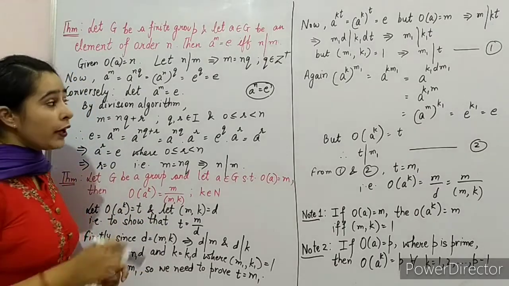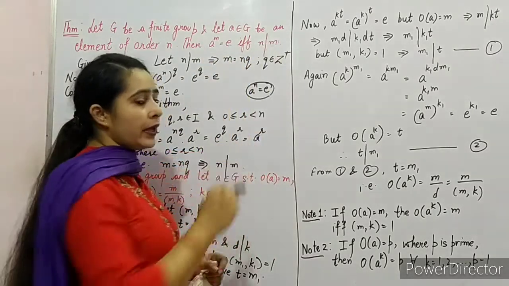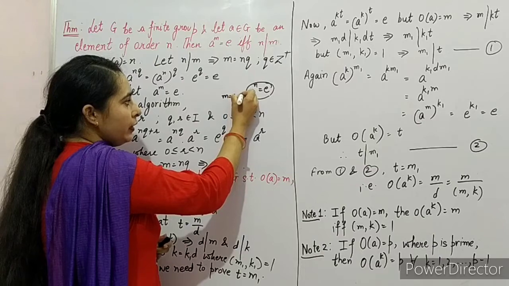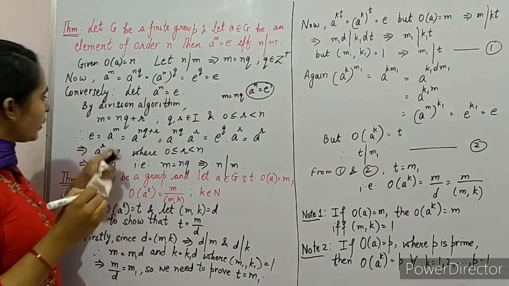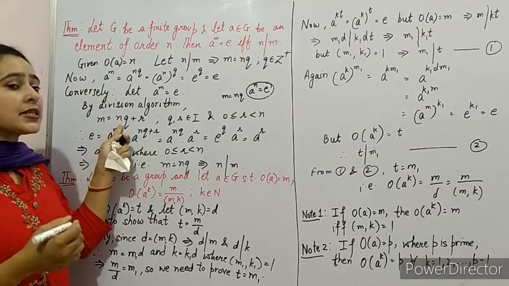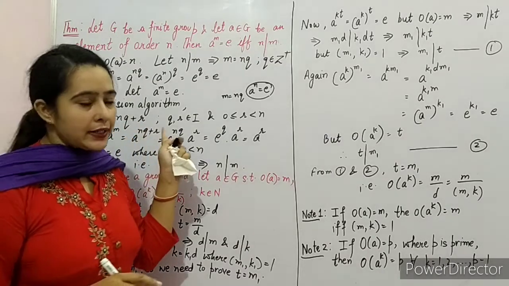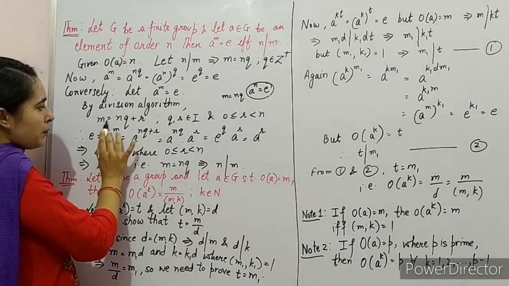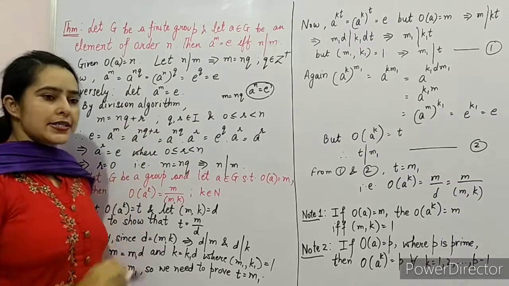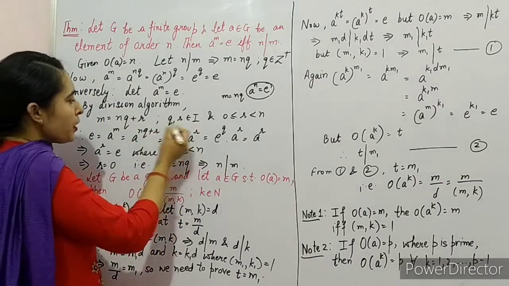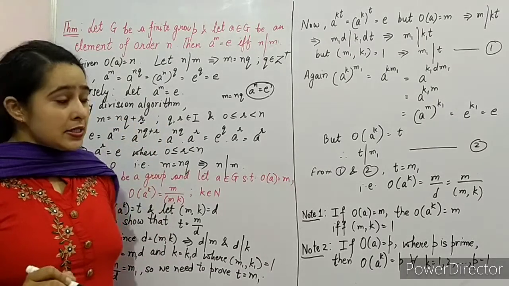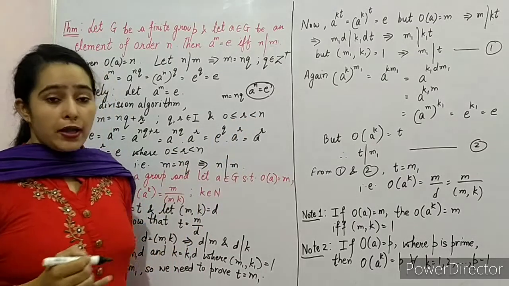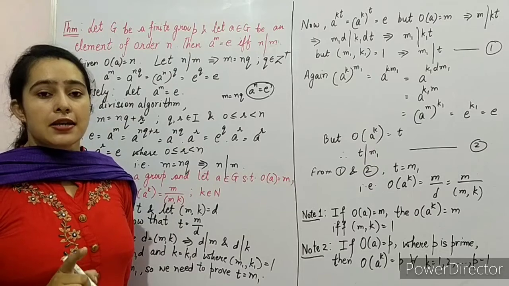Now, conversely, we suppose that A raised to the power m is equal to identity. Now what we have to prove is that n divides m. If n divides m, then m is a multiple of n. Right? Now what will we do? We shall divide m by n and suppose the remainder is r. We shall prove that this remainder r is actually 0. Therefore, by the division algorithm, m is equal to nq plus r, where q is the quotient and r is the remainder. Q and r are integers. And we all know that the remainder is greater than or equal to 0 and less than n. Why? Because the remainder is always less than the divisor.